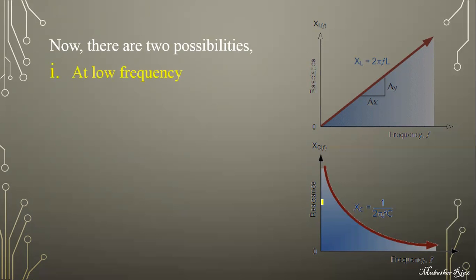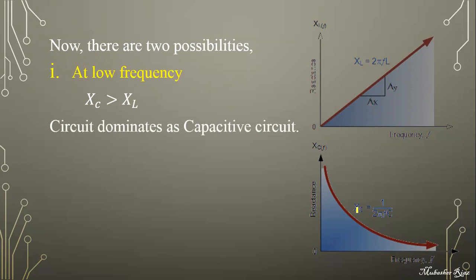Possibility number one, when the frequency of AC source is low. So at low frequency, XC becomes greater than XL, because XC and frequency, they are inversely proportional. So XC becomes greater than XL, यानी capacitive reactance inductive reactance से greater होगी. So if XC is greater than XL, then circuit will dominate as a capacitive circuit. या इसका जो बिहेवियर होगा वो कैपेसिटिव सर्किट लाइक होगा.